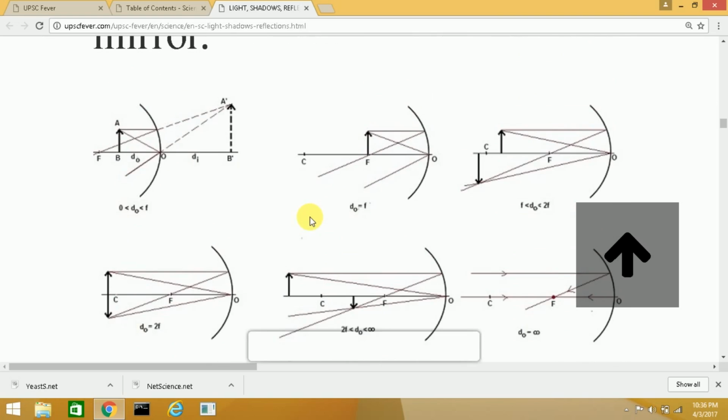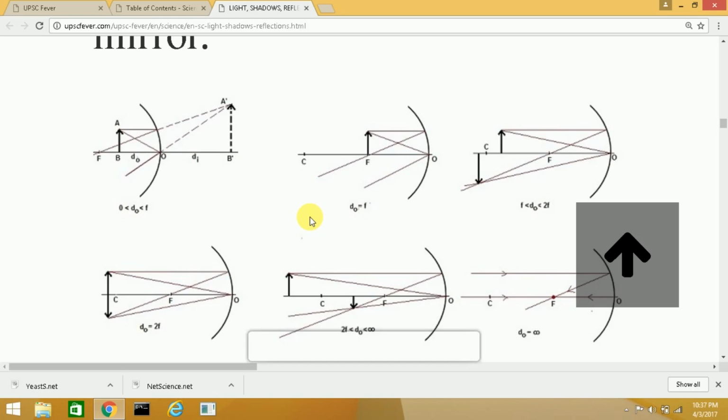Okay, so these are examples of concave mirrors. They are used in dental equipment by doctors to check ear, nose and throat. They are also present in the reflectors of torches, headlights of vehicles and shaving mirrors, because the object when viewed through the concave mirror is enlarged.